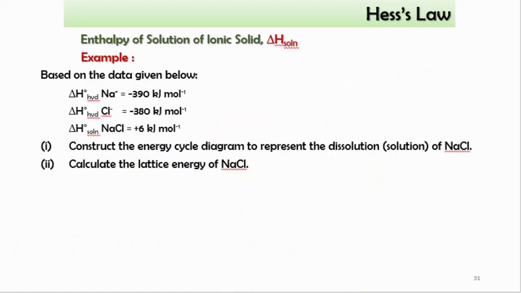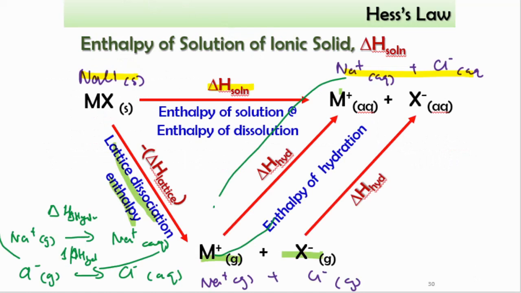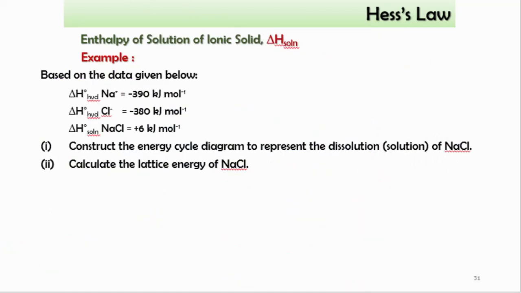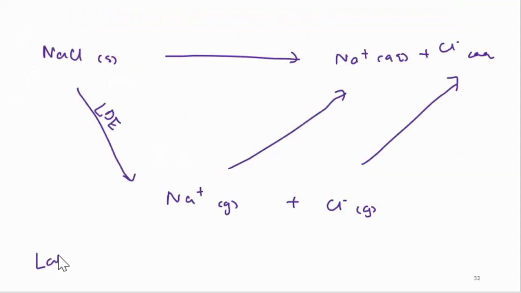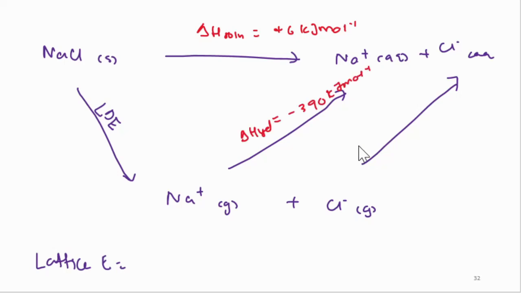So let's try this example based on the data given. Okay, so you are given a few enthalpies. Construct the energy cycle diagram to represent the dissolution of your NaCl. So basically dia punya cycle macam ni je, and you just gantikan NaCl just like I showed you before, and then calculate the lattice energy untuk NaCl. So soalan minta lattice energy. Enthalpy of solution positive 6 kJ per mole. So this one, the value is negative 390 kJ per mole. So the next one is negative 380 kJ per mole.